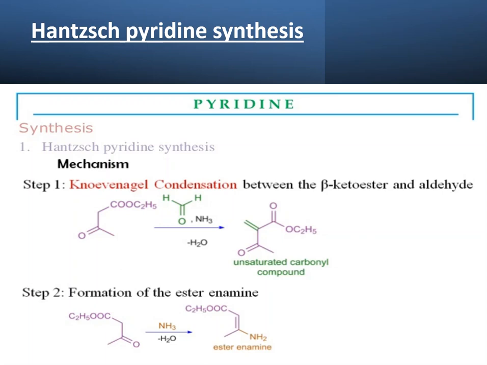The first step is generation of a new attack on your aldehyde, so it will form an unsaturated carbonyl compound. That's the first step. Second step is formation of your ester enamine. So your beta keto ester will react with amine to form an enamine. It undergoes tautomerism similarly to give your enamine. That is the second step.